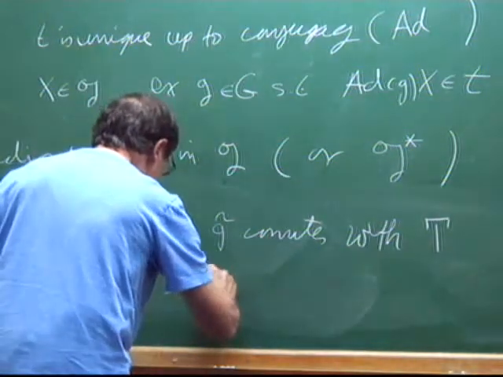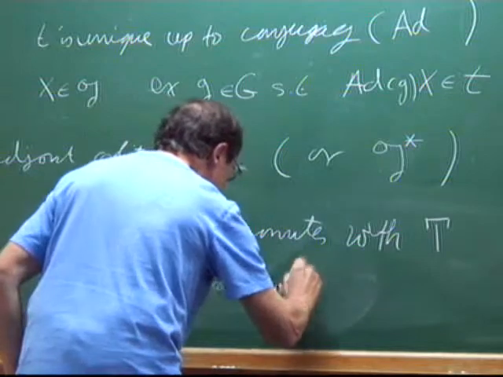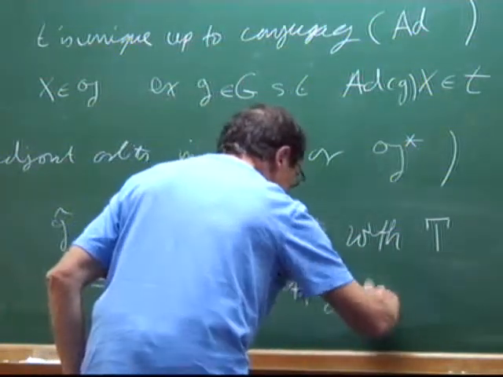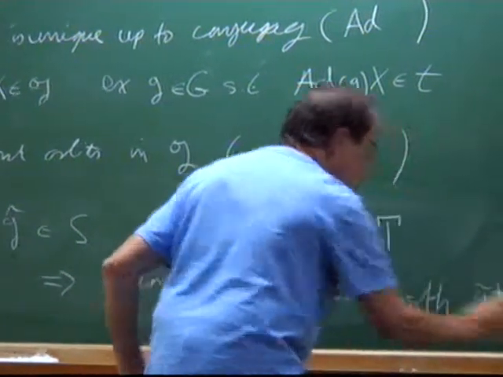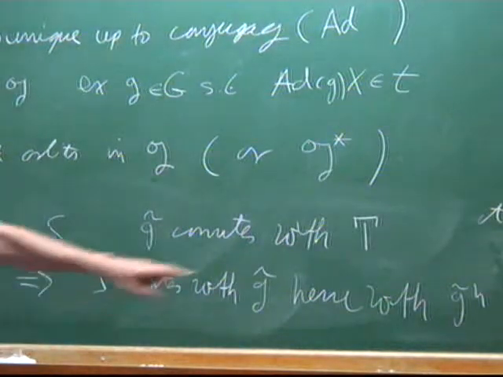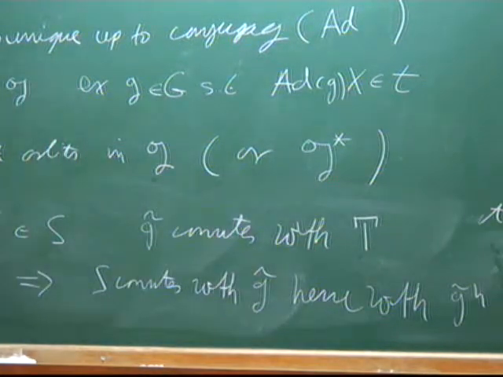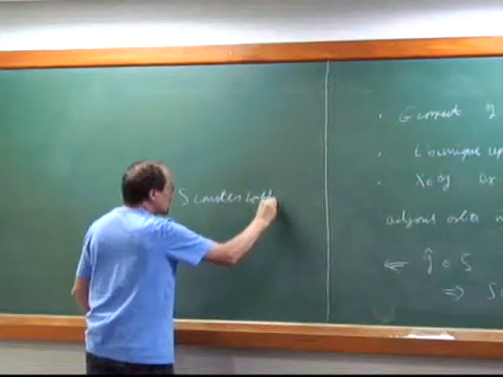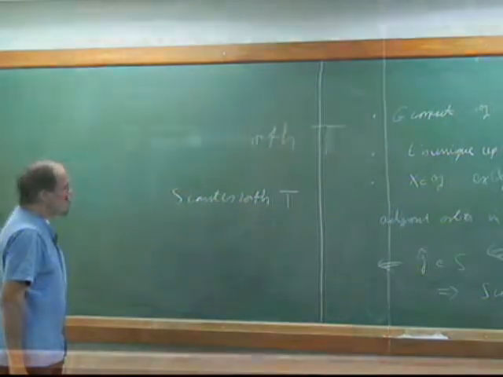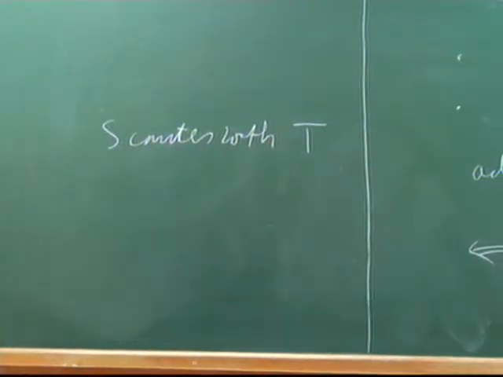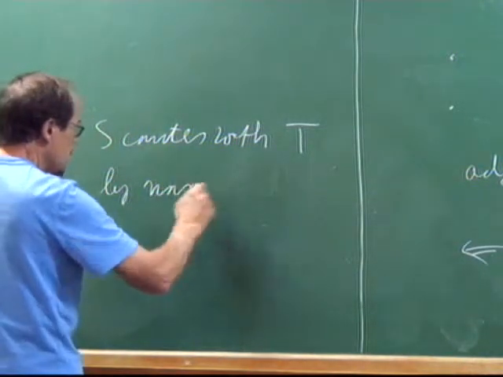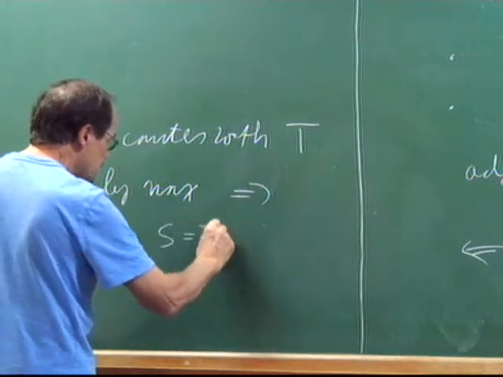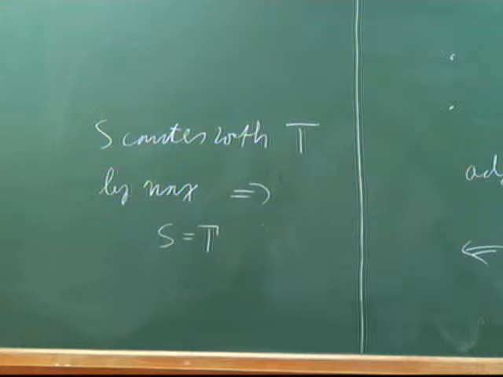So S commutes with G tilde and hence with all the powers. Right? But the powers generate T. So S commutes with T. Now by maximality of T, this implies that S is equal to T. Right? Otherwise it would have a bigger maximal torus.